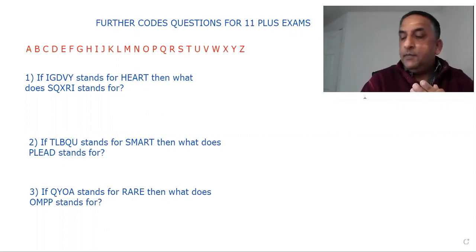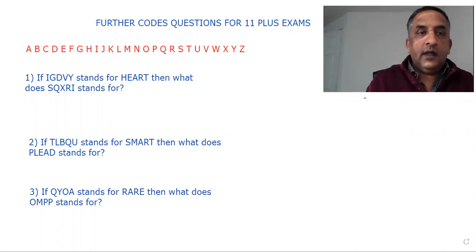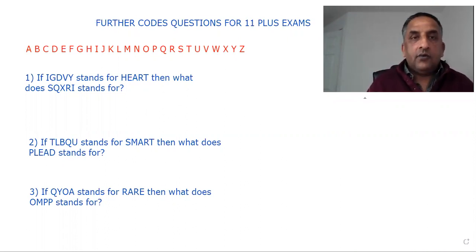As you can see, all the alphabets A, B, C have been given here to help us. So now we have to find the codes, right? Question number one says, if IGDVY stands for heart, then what does SQXRI stand for? So this is the code. It means we have to find a word for this.